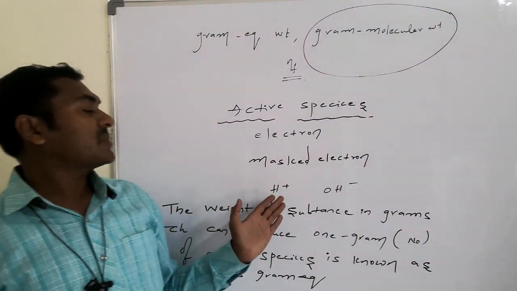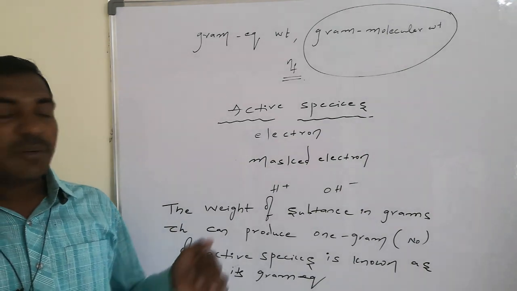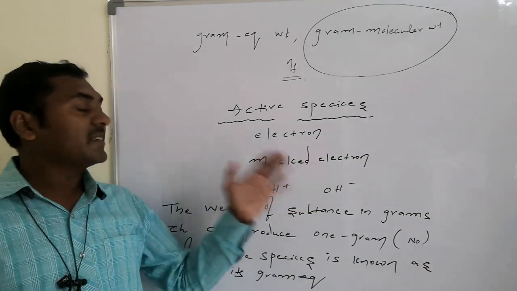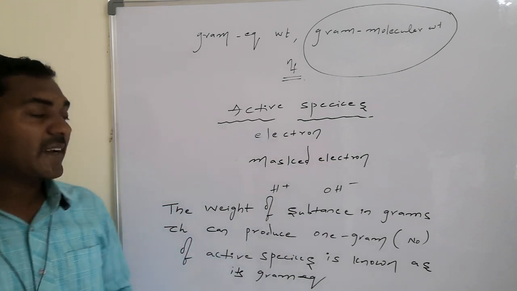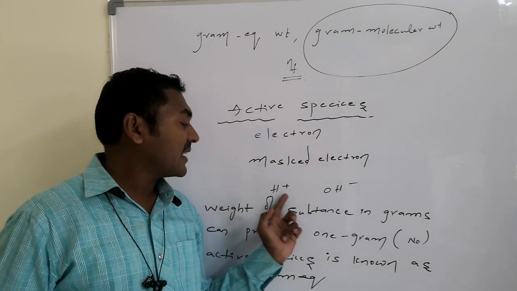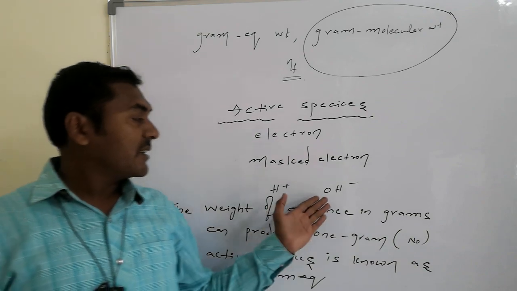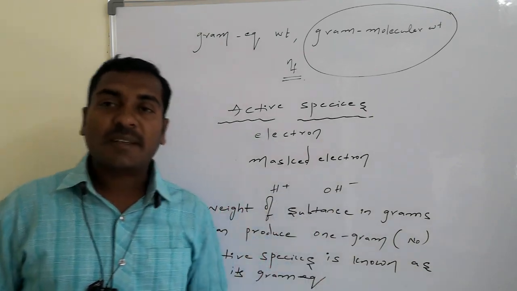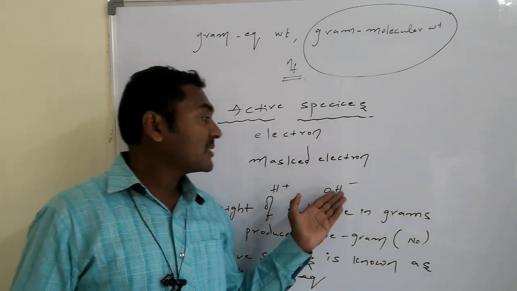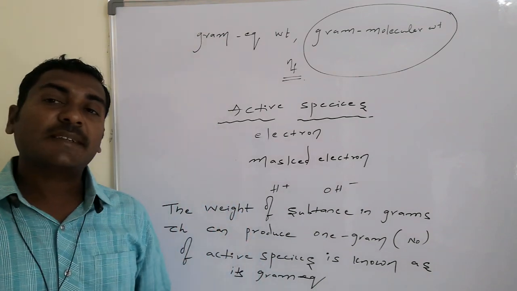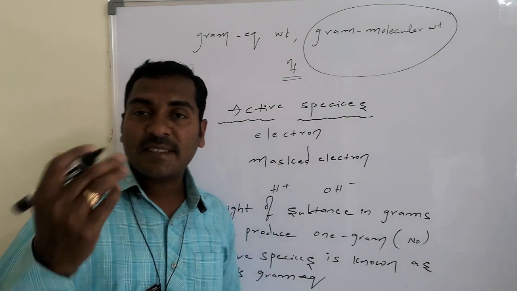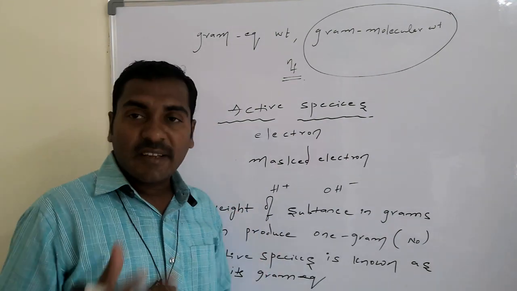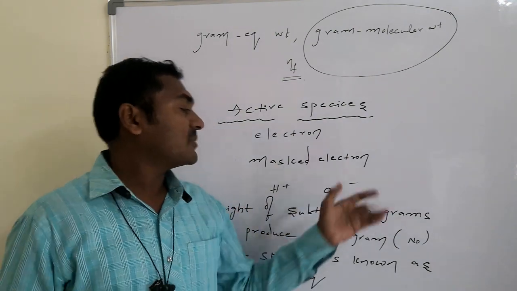Active species sometimes can be a direct electron, it can be a masked electron. If it is an acid, that is equal to the number of H plus ions. Every H plus ion will be equal to one active species, because it is lacking electron charge. In case of Arrhenius bases, every OH minus will be equal to an active species, because OH minus has an extra charge of 1 unit, which is a masked form of electron.